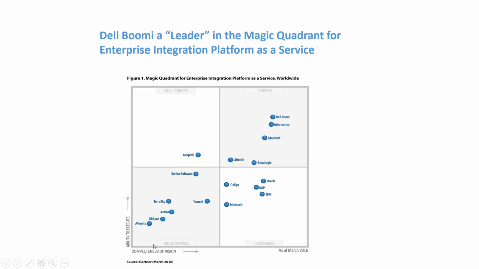If you are aware of the Gartner survey, it shows which iPaaS solution stands as number 1. According to the Gartner survey of March 2016, Dell Boomi stands as number 1 in the Magic Quadrant. Boomi is the leader in enterprise integration platform as a service. So this is about it, Srichan.